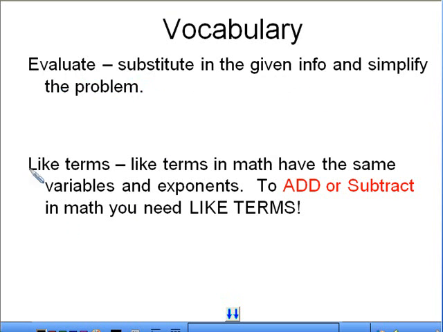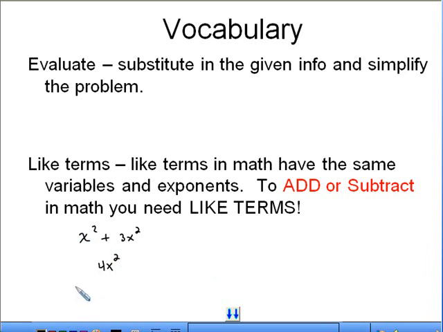And then two, like terms in math. Like terms in math have the same variables and exponents. To add or subtract in math you need like terms. For example, you want to add x squared plus 3x squared. You can add these two because they're like terms, because they both have the same variables, same exponents. Pretend there's a 1 here, so this would give you 4x squared.